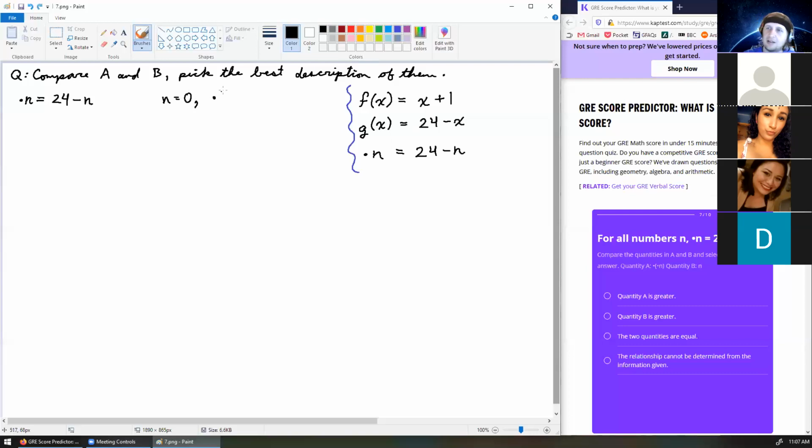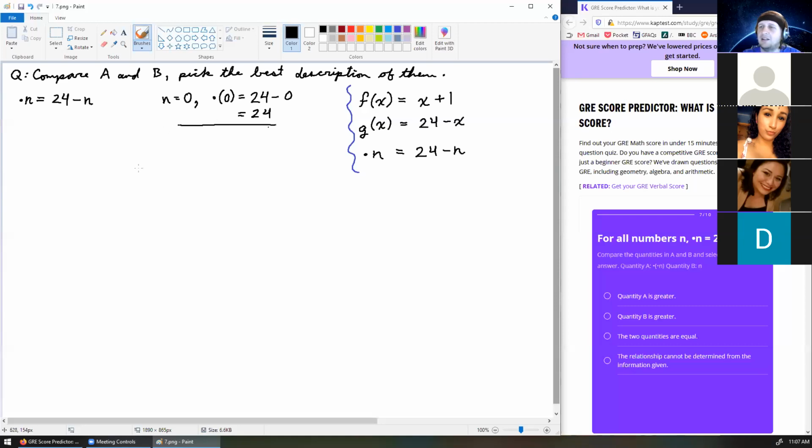24 minus n? Equals 24 minus n, or 0? 0. Okay, so it equals 24. Okay, got it. All right.